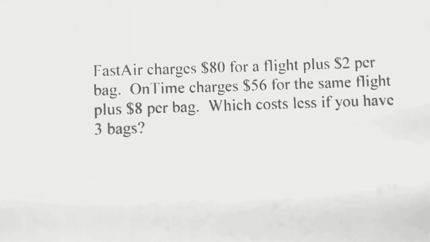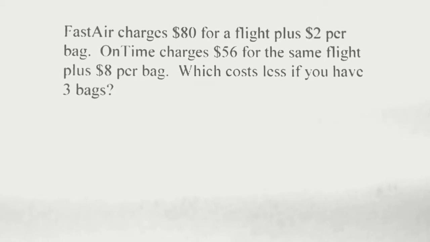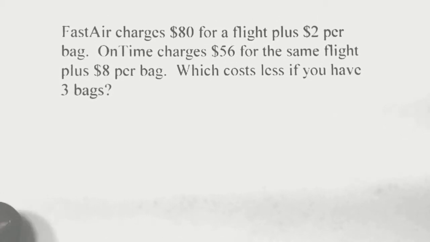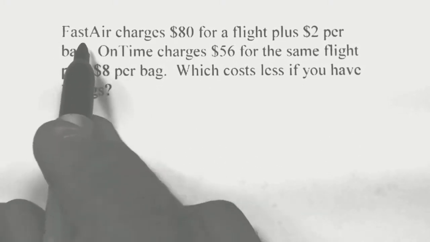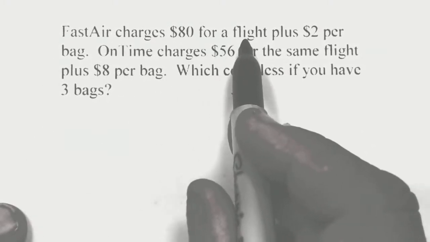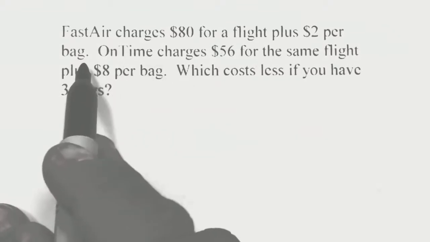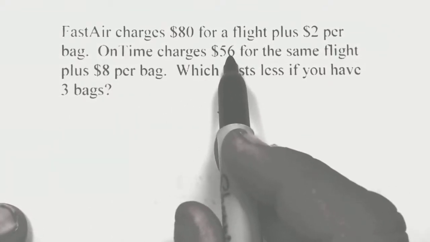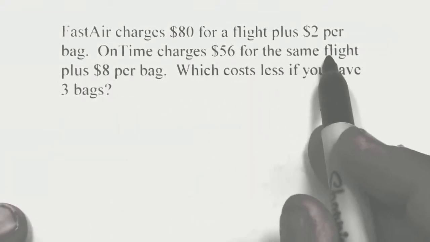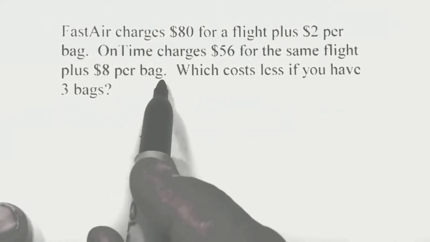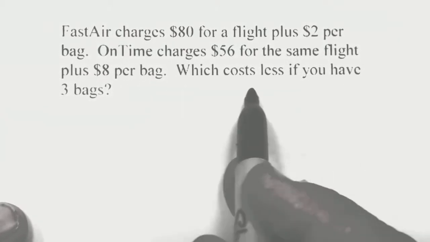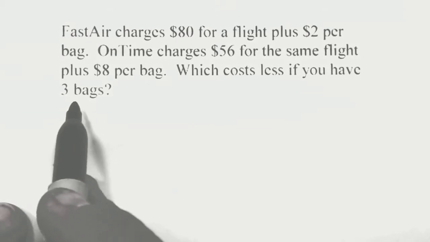Okay, let's look at another example here. Once you get the hang of these, they're simple to work, and there are lots of everyday things where you have comparisons like this. Let's take a look at this one. Fast Air charges $80 for a flight plus $2 per bag. On Time charges $56 for the same flight plus $8 per bag that you're taking with you. Which costs less if you have 3 bags?